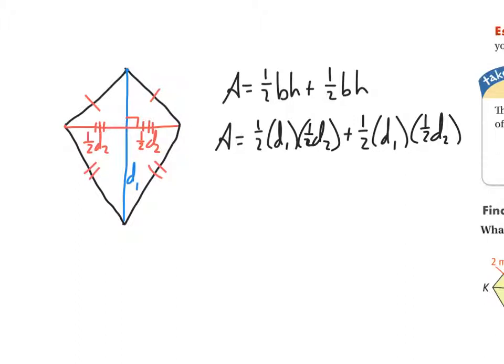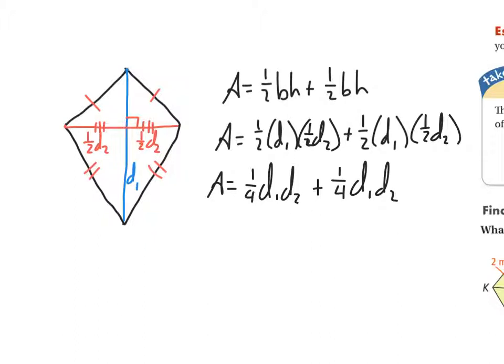Remember I said the other day, what was half of 3/5? It's 3/10. You just double the bottom, right? That's all we're doing here. So half of a half is 1/4. So 1/4 diagonal 1 times diagonal 2 plus, again, what's a half of a half? 1/4 diagonal 1 times diagonal 2.